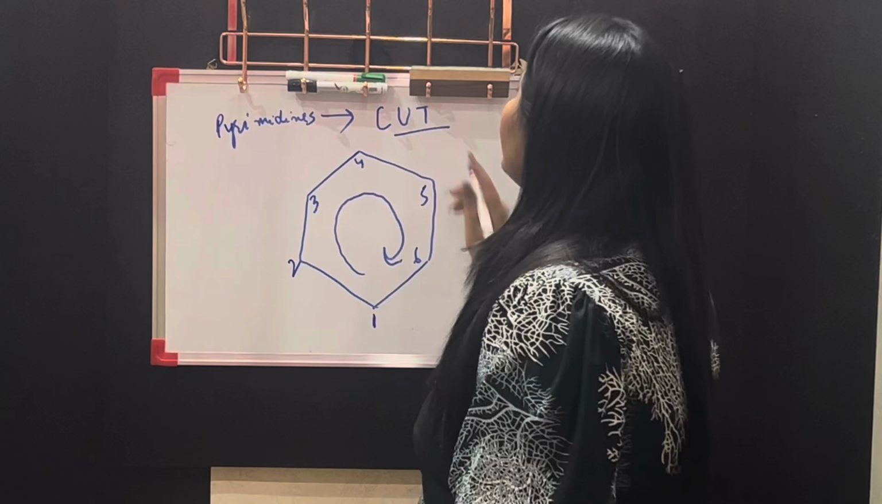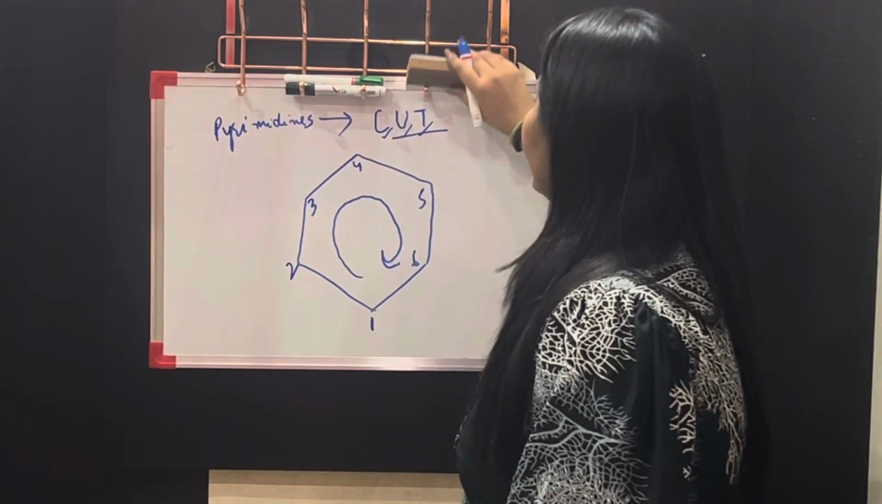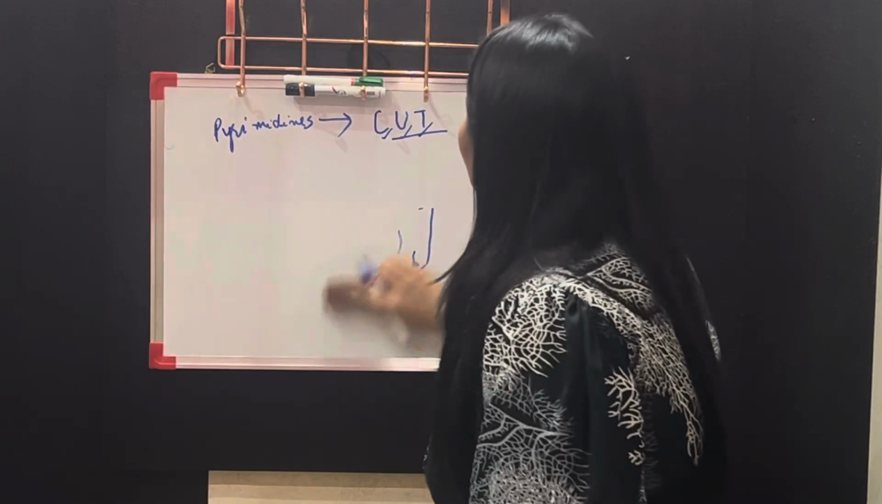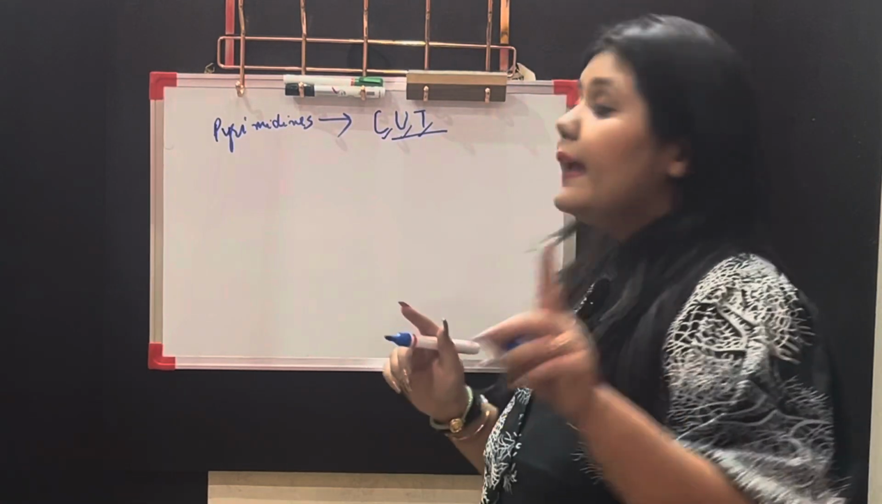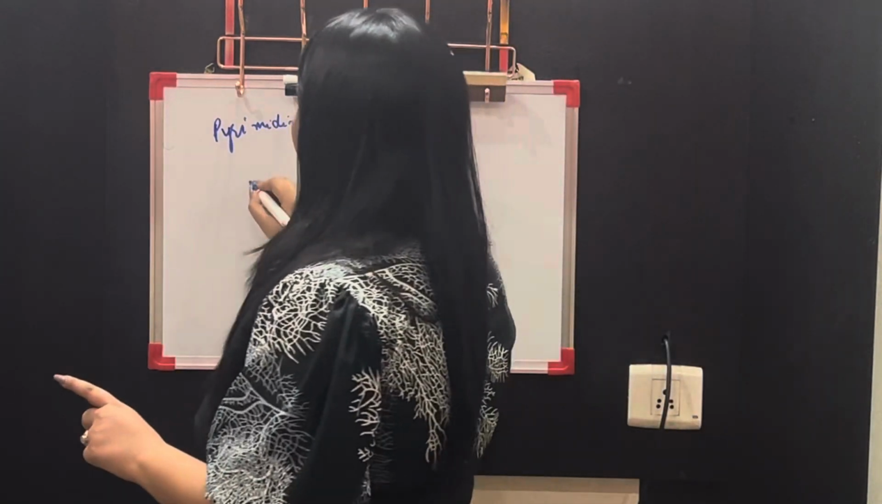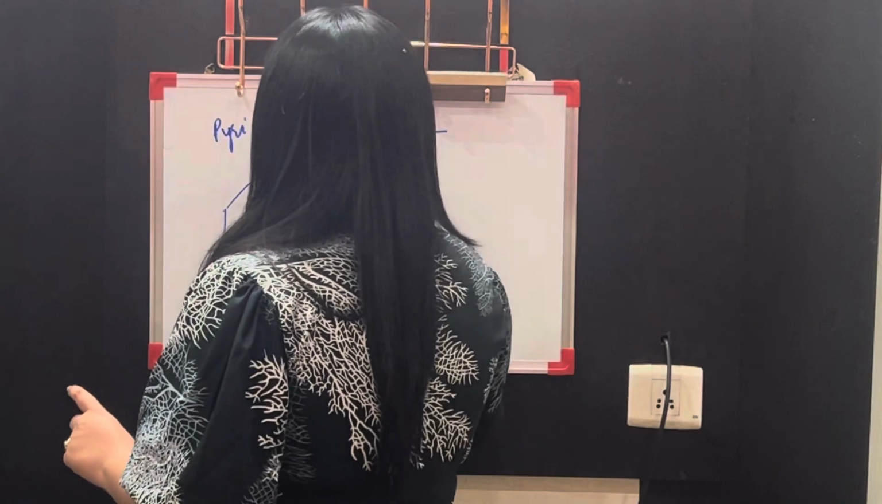Okay. Now we are going to draw the structure of C, U and T. So as we know, A pairs with T and G pairs with C. In the GC structure, we have drawn it. Now I'll draw it like this only.